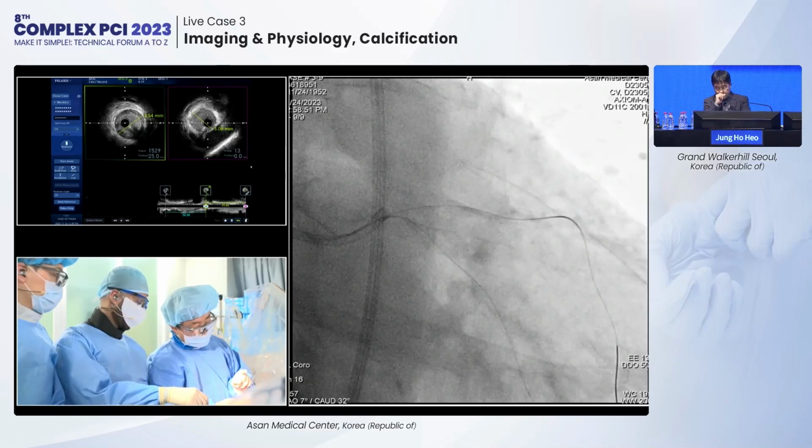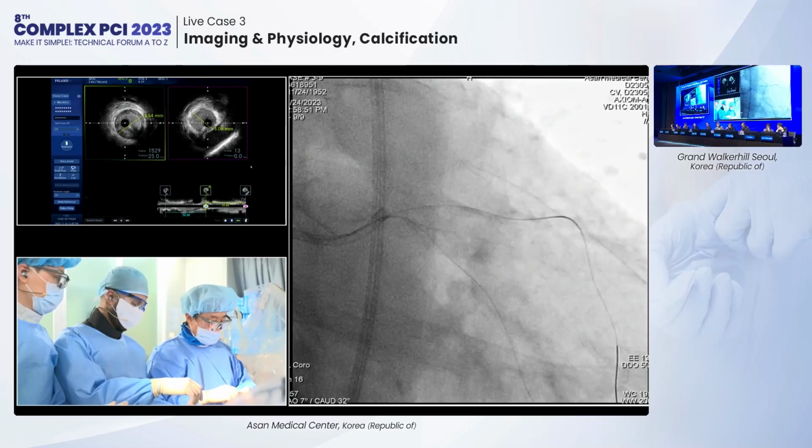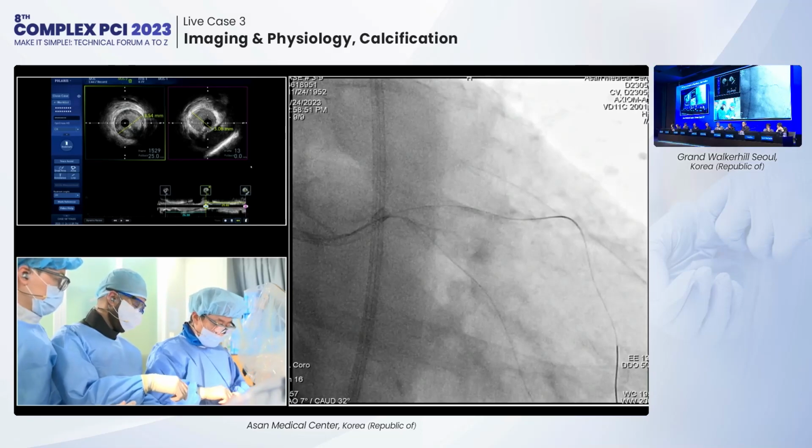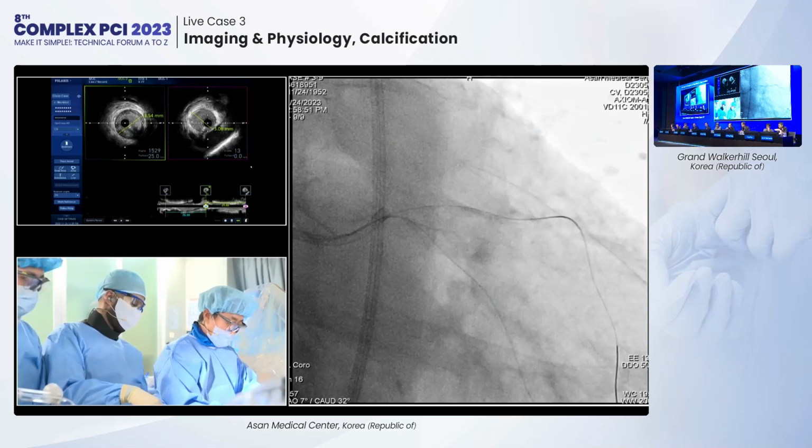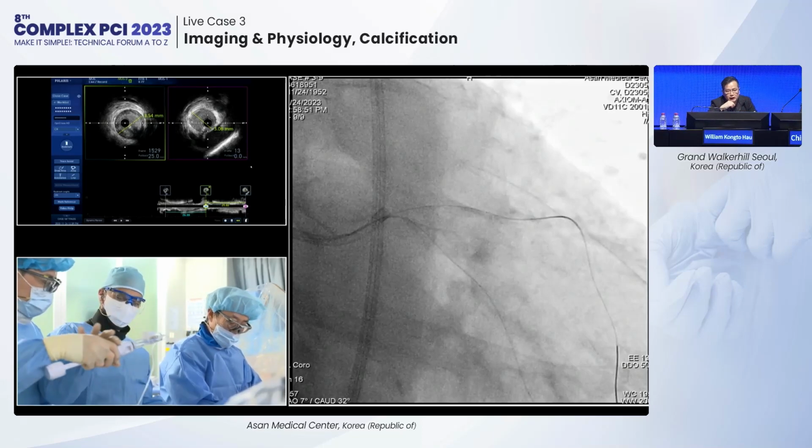I just got a question. How many people in the audience or in the panel will think about doing OCT? But this is a very calcified lesion, and we know, compared with IVUS, calcium.